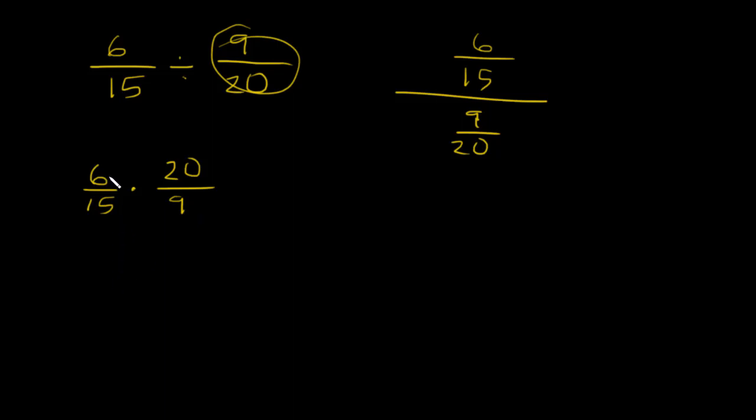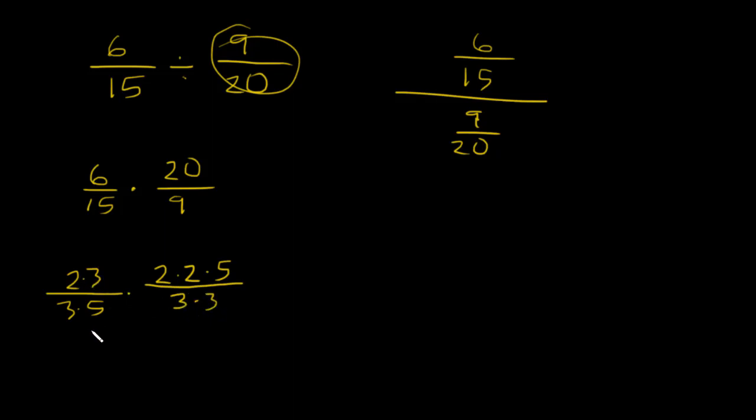So now I've got it rewritten as a multiplication. I'm going to factor each of these pieces into their prime numbers. So 6 would be 2 times 3 over 15, 3 times 5, times 20. It's going to be a little more complicated. It's 2 times 2 times 5, and we could have gotten that with a factor tree. And then 9 is going to be 3 times 3.